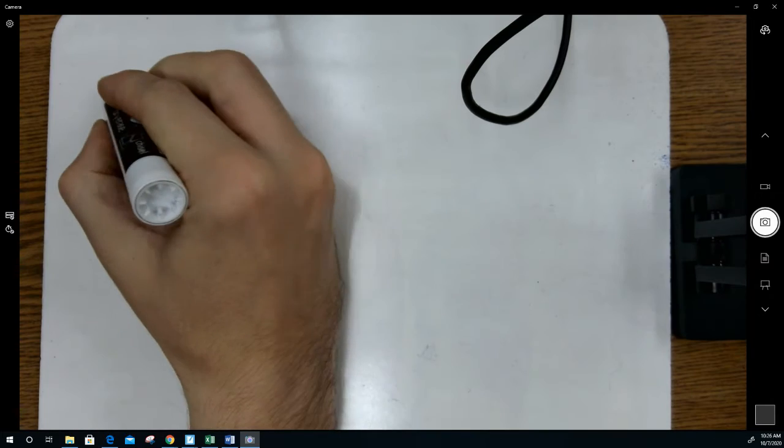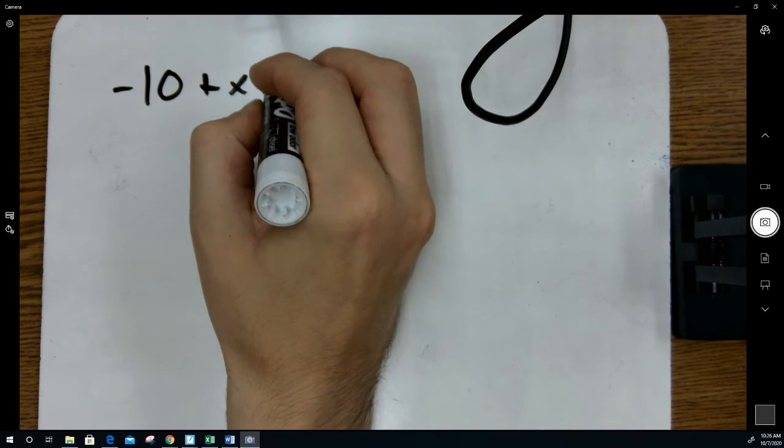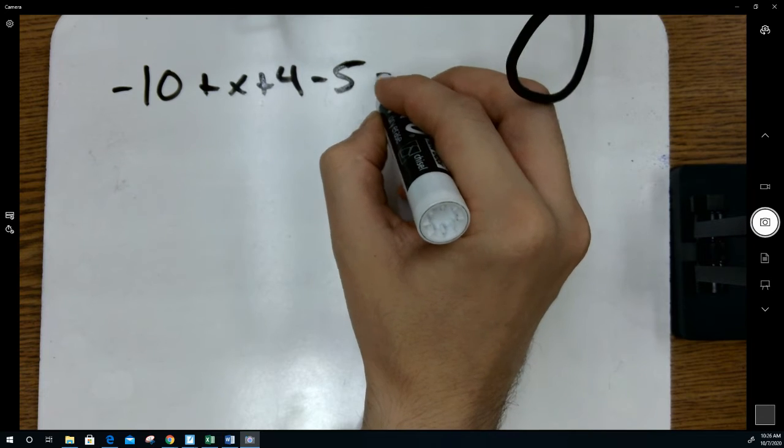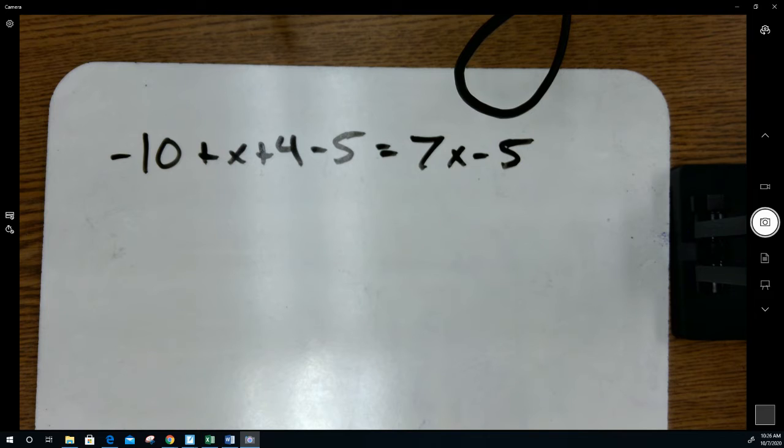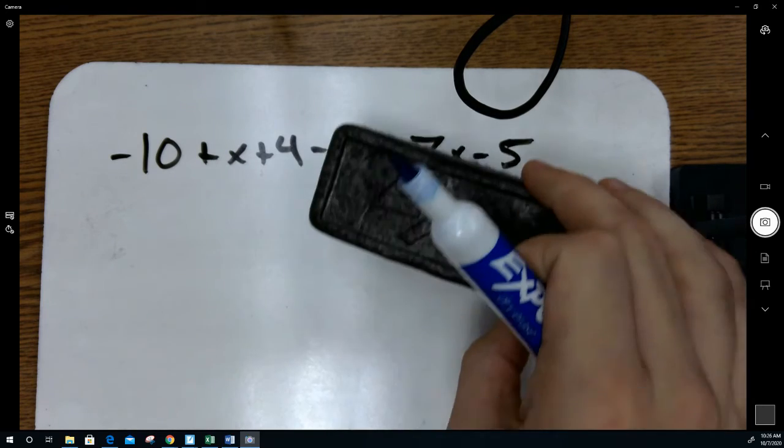So what I mean is, let's take a look at something like this. It looks complex, a lot going on. But what's nice is you're just combining like terms until you get to an equation that looks like the last one. So let's just take it one piece at a time.